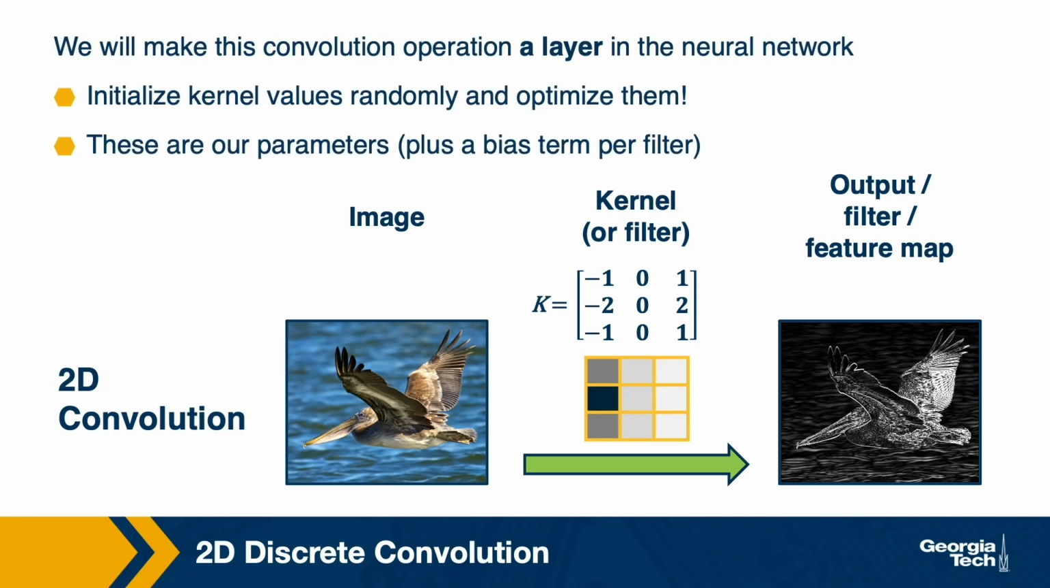In deep learning, we'll make this convolution operation a layer. That is, we'll have some input, say an image, and we'll perform some function on it, some linear function in this case, and we'll have an output.